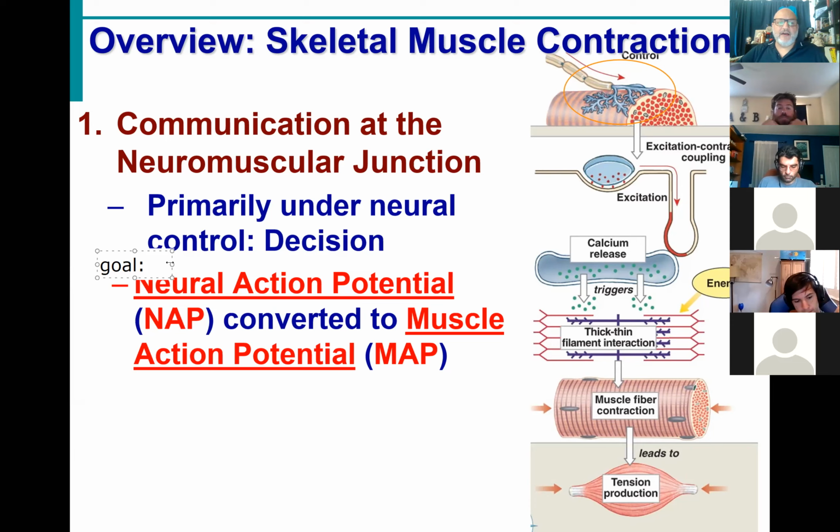Our goal of step 1 is going to be to convert a neural action potential, and since these are written out just below me here, into a muscle action potential. So that is the goal of step 1, and it occurs up here at the specialized structure known as the neuromuscular junction.